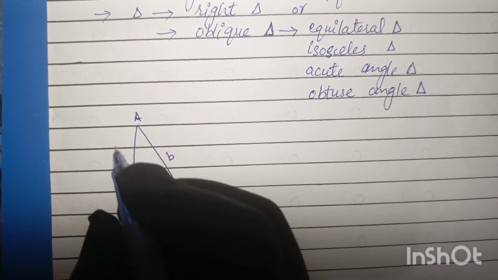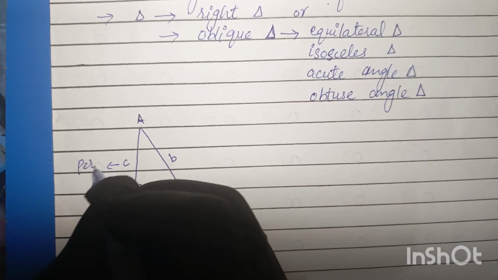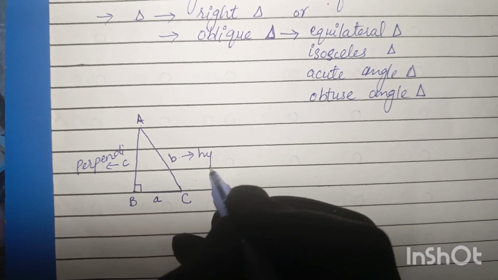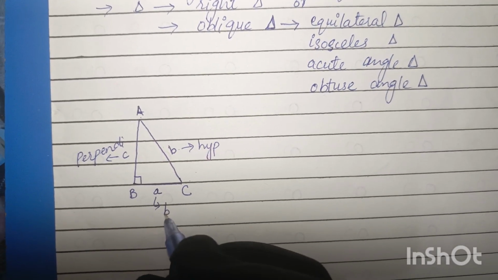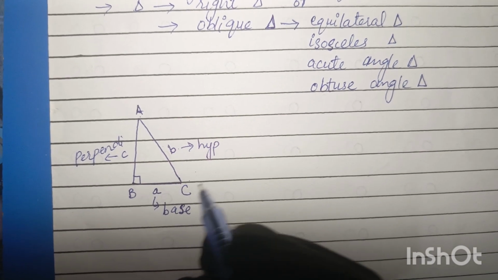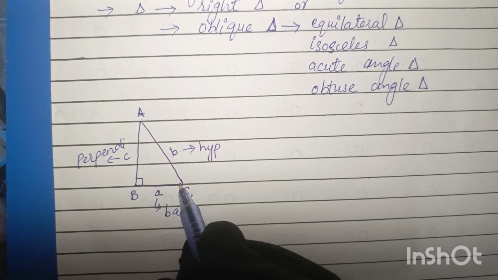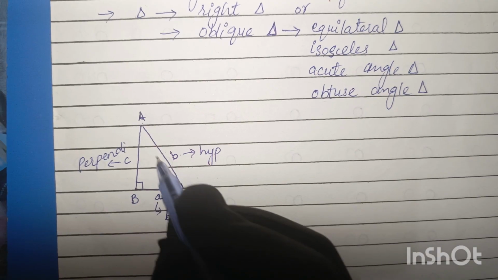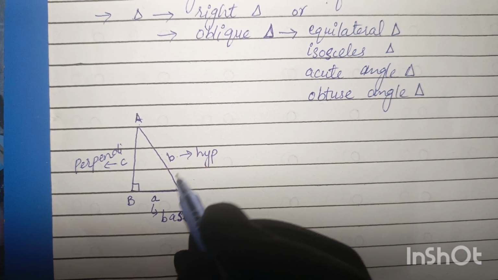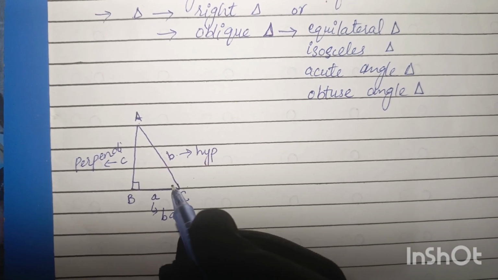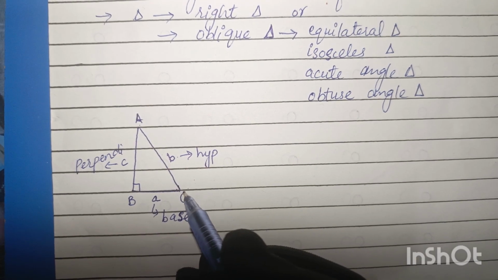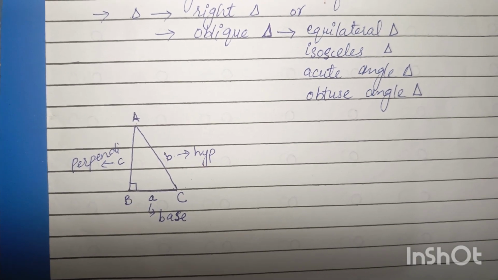Here small c is the side which is perpendicular, and b is the hypotenuse, and a is the base. So a right triangle has three sides which have their specific names. BC is the base here, AB is the perpendicular side, and AC is the hypotenuse. Hypotenuse is the side which is opposite to the right angle, and which is the largest side in the triangle. AC has a length which is greater than both BC and AB.